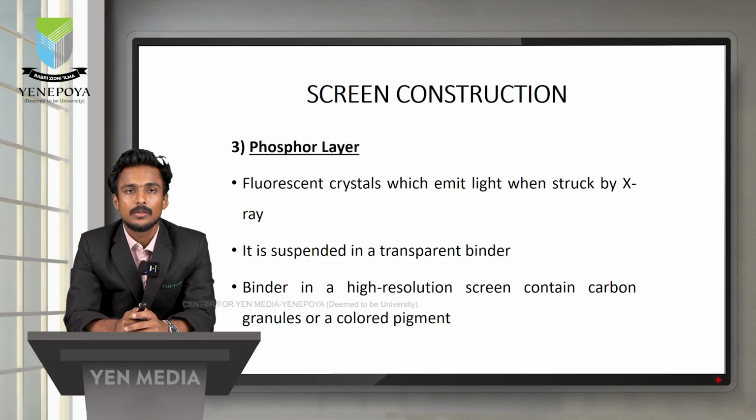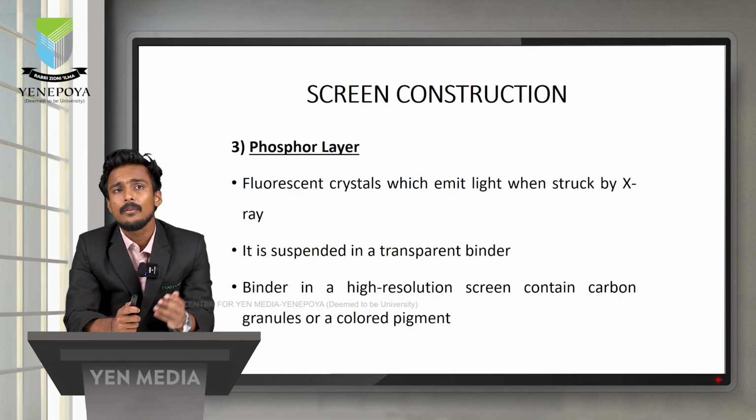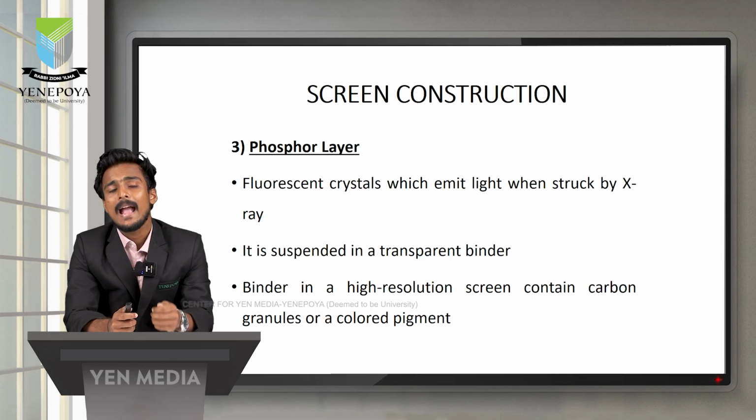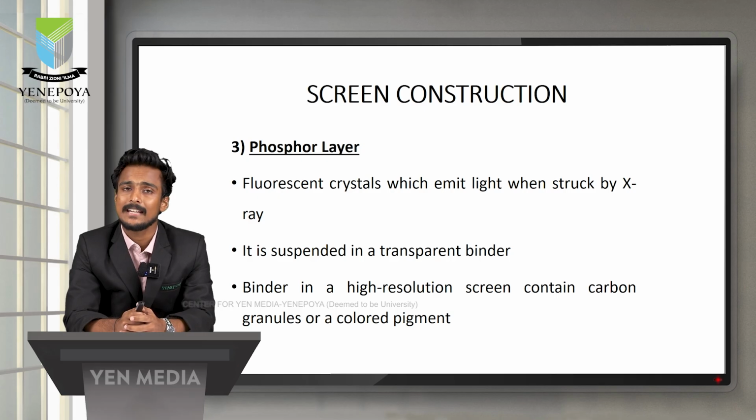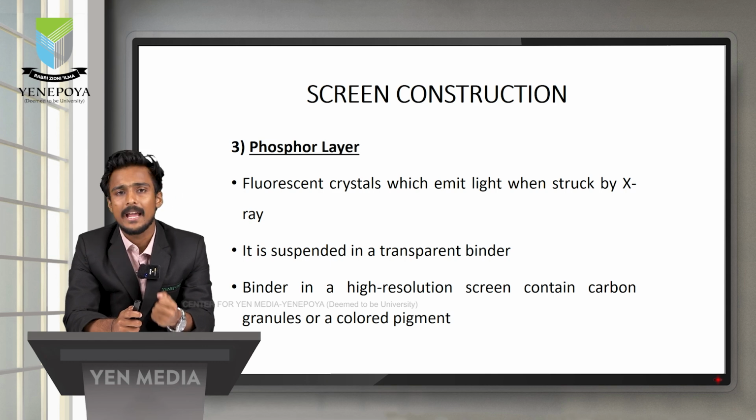Our third layer is the phosphor layer. Inside the phosphor layer, tiny fluorescent crystals are placed. The phosphor layer is an active layer inside the intensifying screen. Whenever X-ray photons are fed into the phosphor layer, the fluorescent crystals are bombarded by the X-ray photons and convert them into light. The phosphor layer is suspended in a transparent binder. The binder in a high resolution intensifying screen contains carbon granules or colored pigment, basically to control the intensity and color of the emitted light.